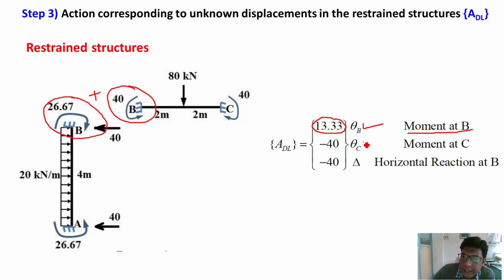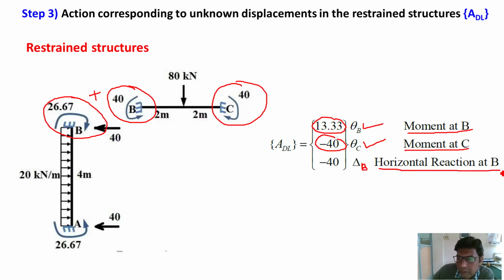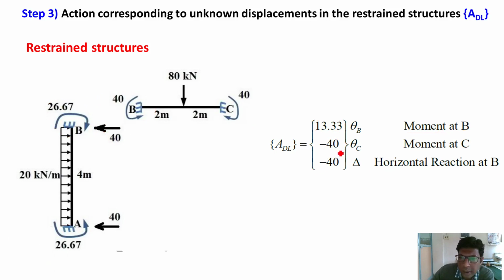Second unknown is theta c. Corresponding action is moment at c. What is the moment at c? It is clockwise 40, means minus 40. Third unknown is delta b. Corresponding action is horizontal reaction at b. What is the horizontal reaction at b? It is towards left 40, means minus 40. So these are the elements of ADL matrix: 13.33, minus 40 and minus 40.